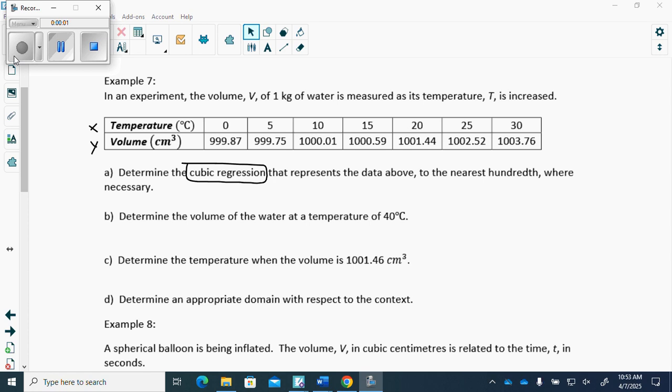So example 7 should be done. It doesn't really matter that it's done already. We're redoing it anyways. So go to your y equals and clear that out. Because before you start any question, you should always clear out your y equals. Why do I say that?